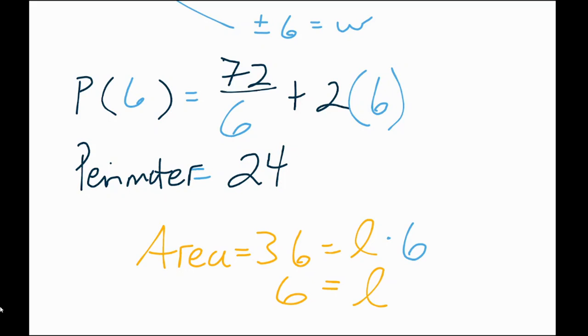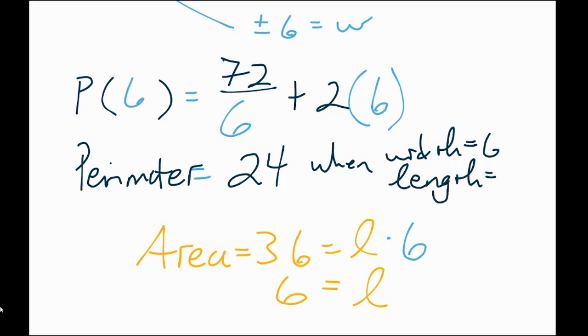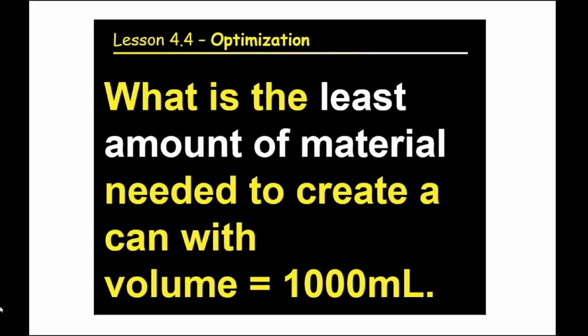So just to kind of add to my answer here, the perimeter is 24 when the width is 6. Of course, we figured it out a while ago, but when the length is also 6. What do you think? The idea of an optimization problem. Okay, primary equation, secondary equation.